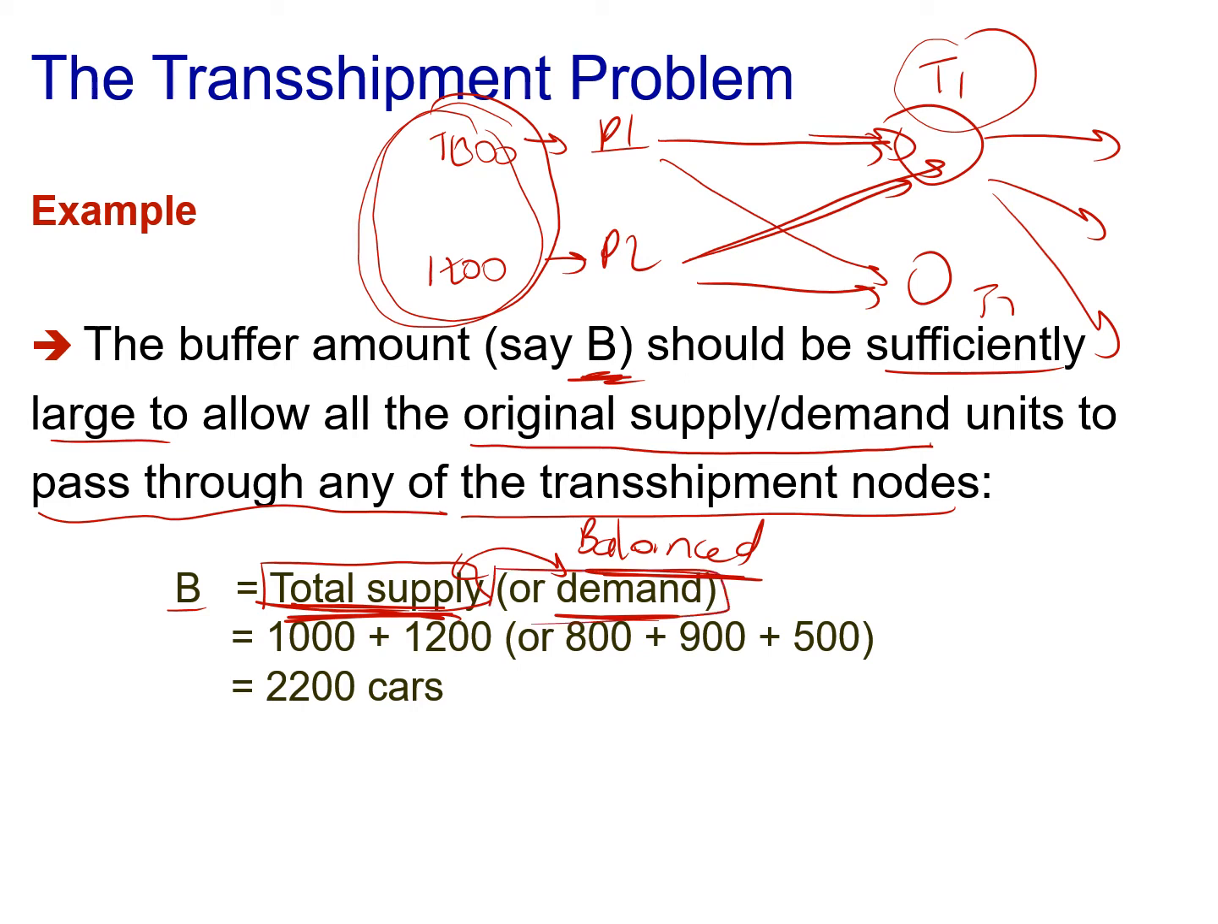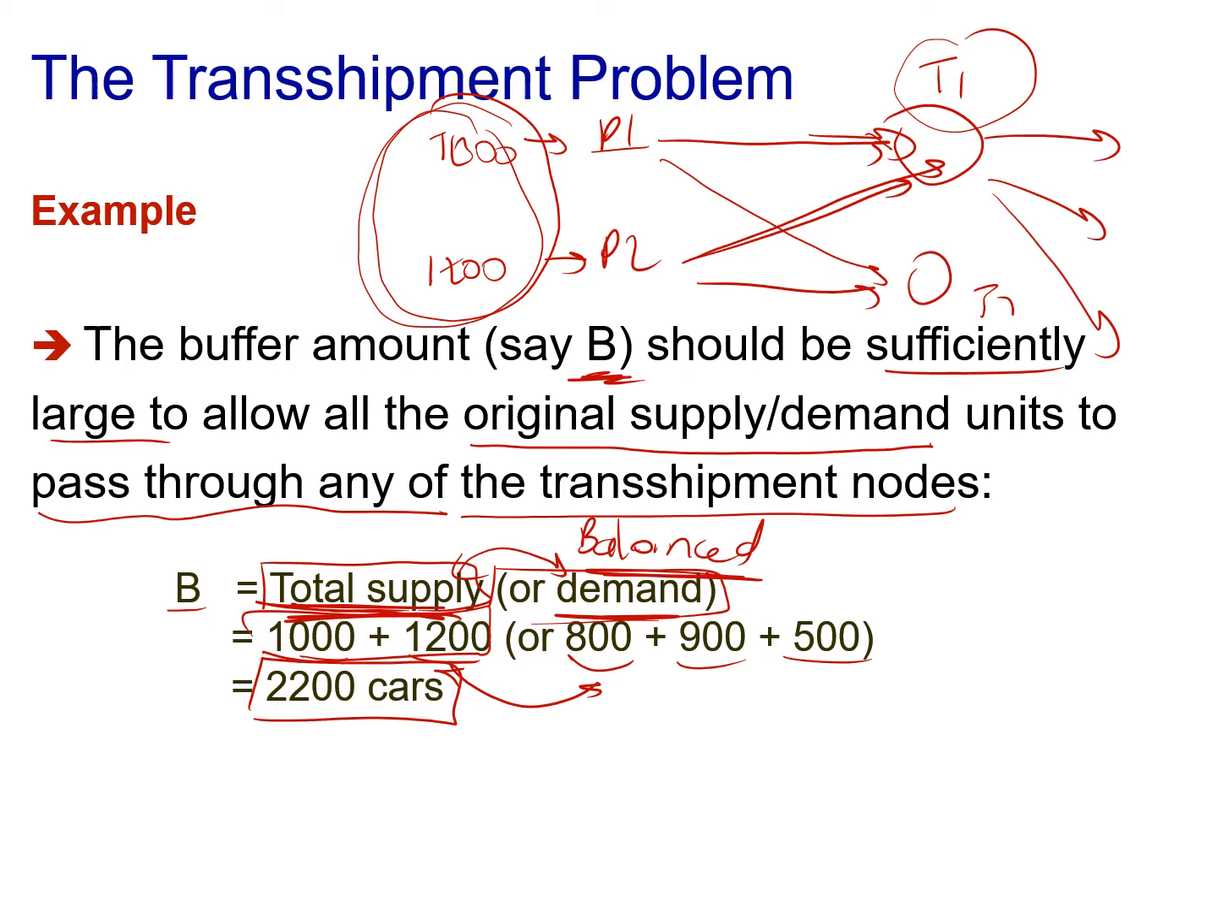And in our example, what is the total supply? It's 1000 plus 1200. This is the total supply. What about total demand? It is 800 plus 900 plus 500. Again, since it is balanced, total supply is equal to total demand. And the buffer amount that we need to write is 2200.